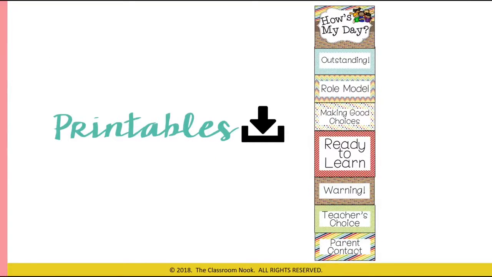Make sure you get and download the behavior chart that is included in your classroom management toolkit that you see right here. Print it out, cut it out, and then laminate for durability and display it somewhere in your classroom. And again, you'll need a clothespin for each student in your classroom to write their name on it.